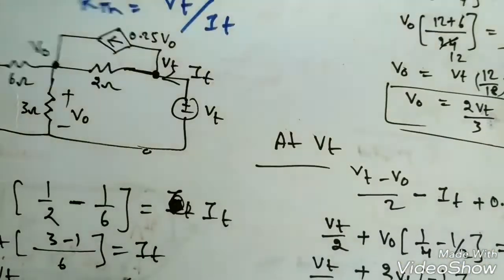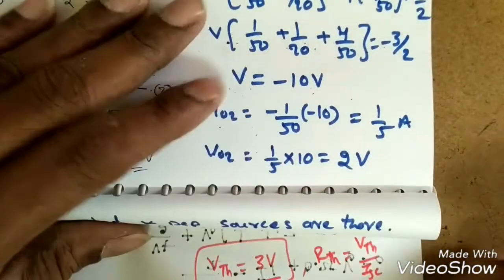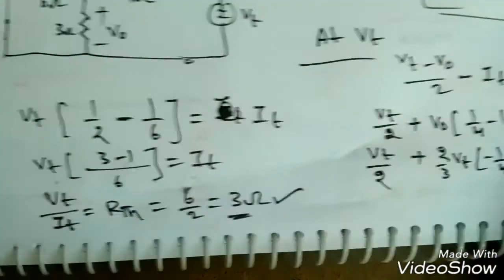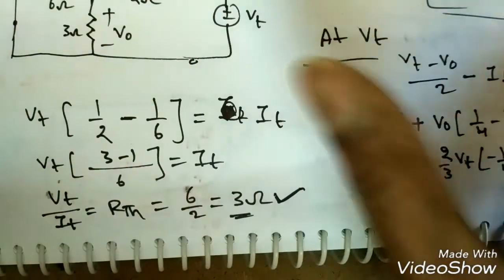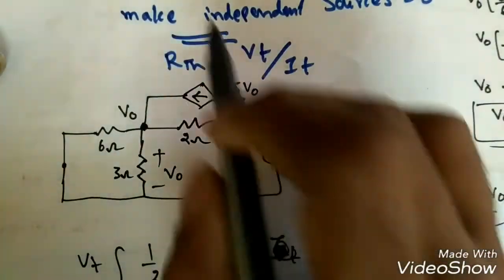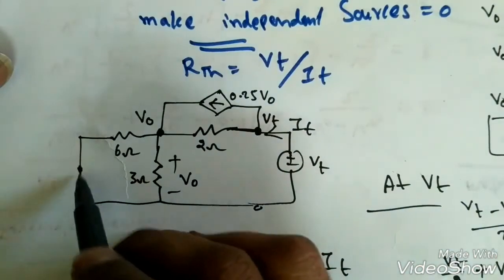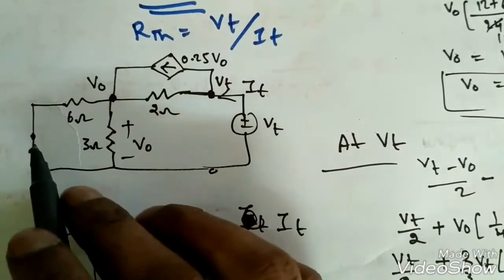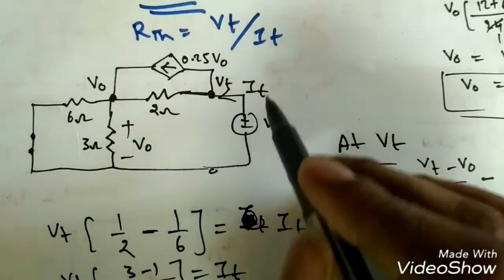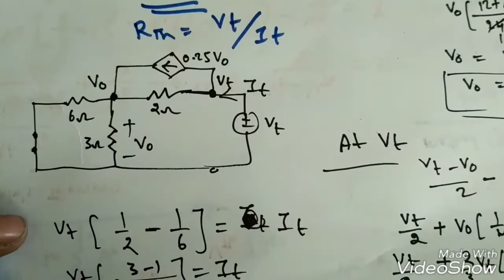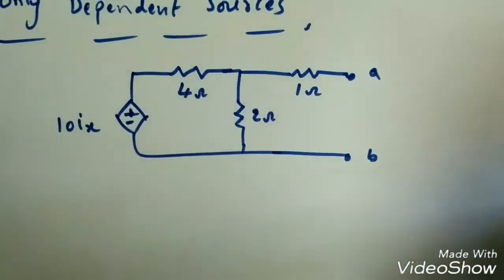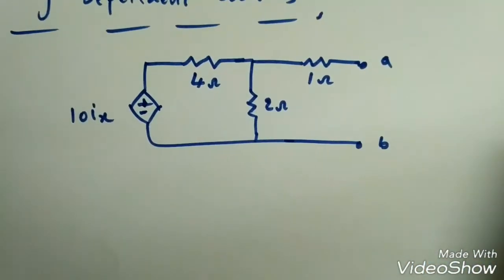Now if you observe what we got previously as 3 ohms, now also we got 3 ohms. So we can use two methods. If you are applying the test voltage and test current, make independent sources 0. If you are finding the ISC, don't make independent sources 0. That is just to find ISC, then Vth by ISC is RTH, right? This is one more problem we will see: if it is having only dependent sources, finding Thevenin equivalent or Norton equivalent.